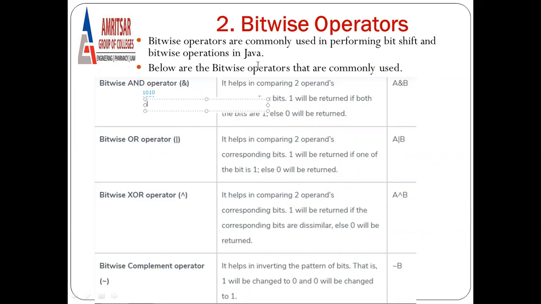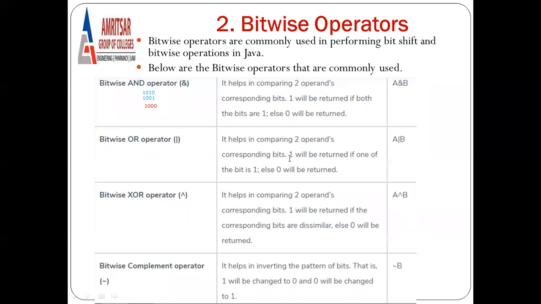I'm using another color here so that it will be clear to you. So here 1 and 1, it will return 1, meaning true. If both are false, then AND will return false. Here one is true but the other is false, it also returns false. So for the AND operation, both values must be true. Although one is true and one is false, or both are false, it will return false. It will return true only when both are true.